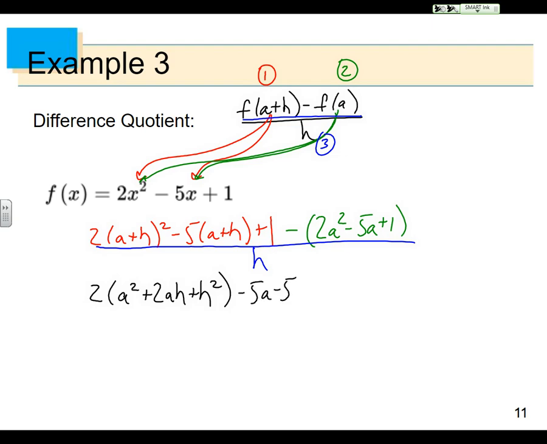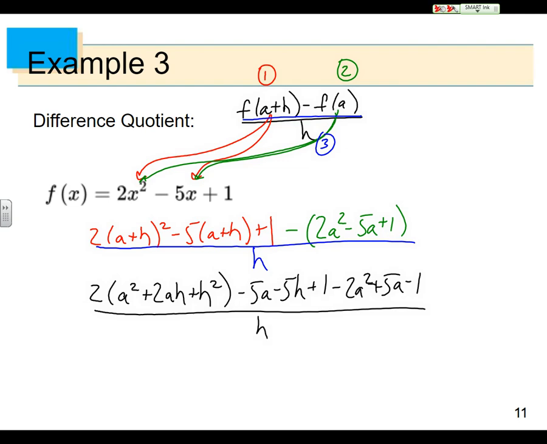Distribute the negative 5. It was negative, wasn't it? Yeah. And then distribute the negative over here. You might be thinking, man, this looks worse. It does kind of look worse for now. And then the h just kind of stays put.